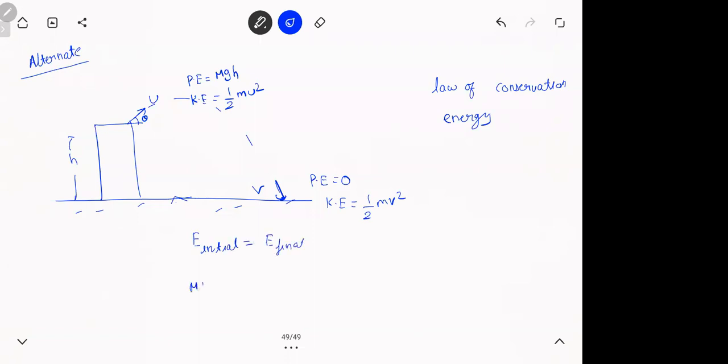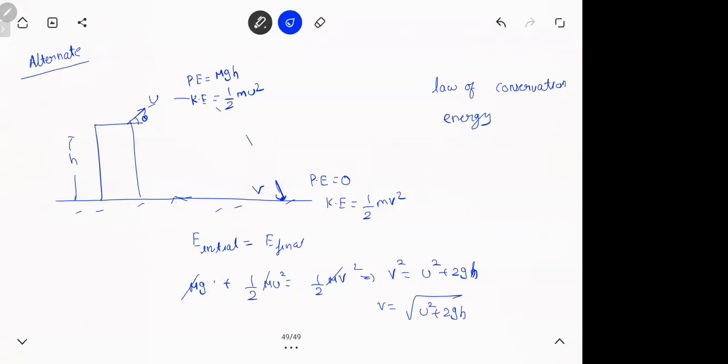So when I equate this, I'll get mgh plus half mu square is half mv square. M will cancel. Shift to that side, you get v square is u square plus 2gh. So v will be root over u square plus 2gh. If you see, I got the same answer.